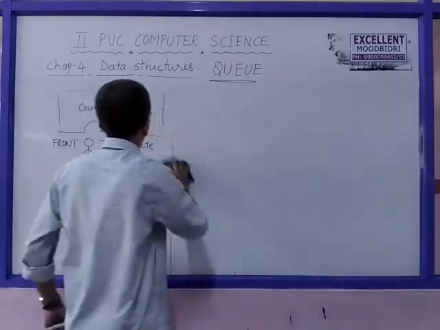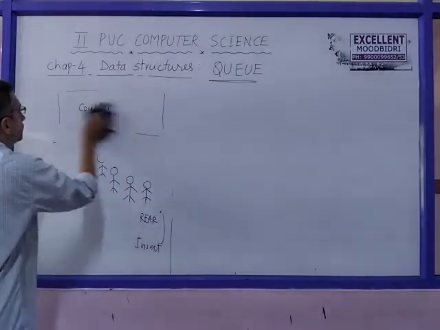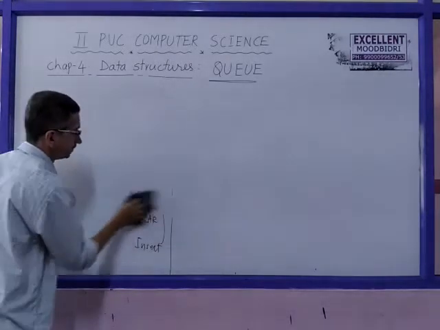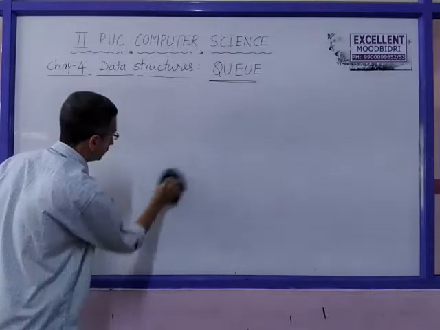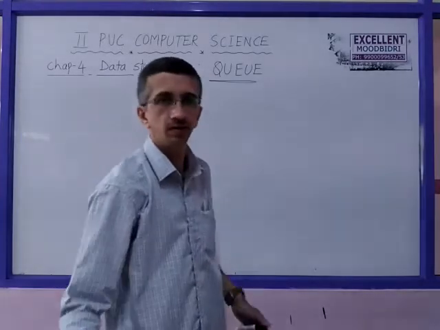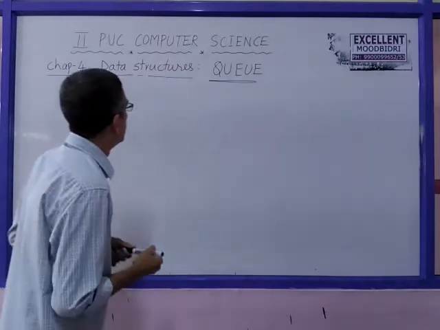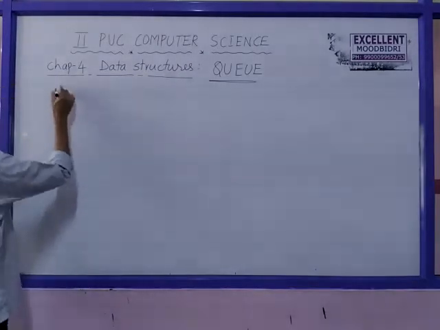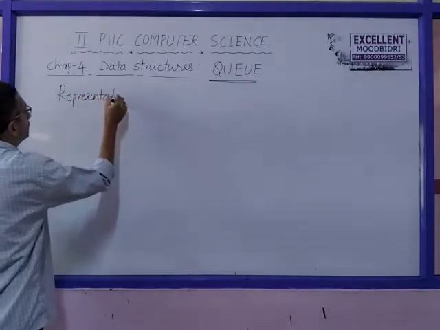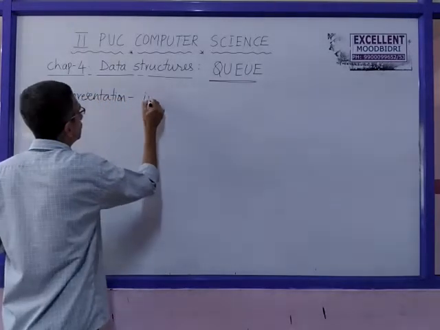Now, we have already seen that when you have a queue, the item which is entered into the queue first has to be served first. So that is the working principle. Now, representation in memory.